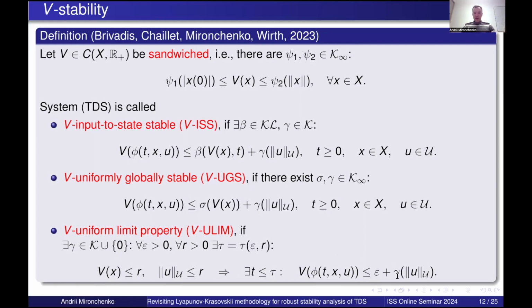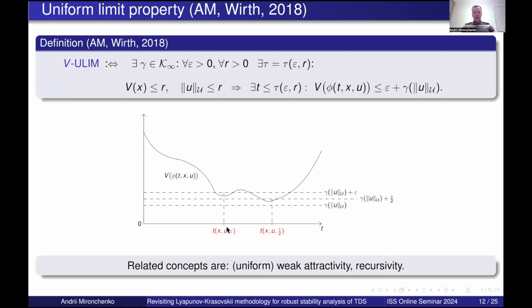So it's not really convergence, it's just crossing the boundary. This property will be important in the sequel, so let me tell more about this. So this is again just this definition. And now what does it tell? It tells that there is some gain gamma, okay? Then for all epsilon, all r, I have this time tau.